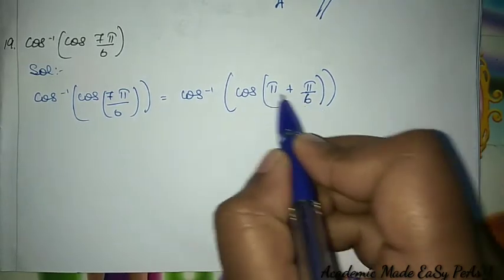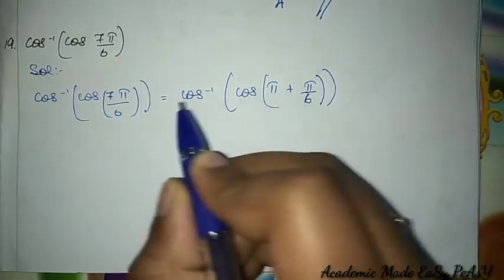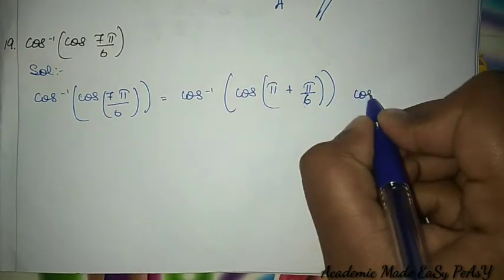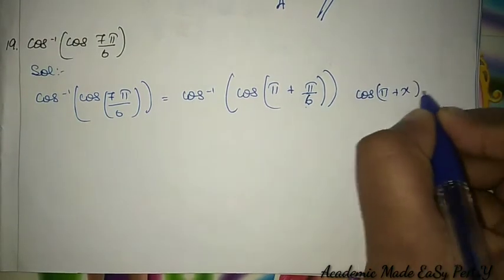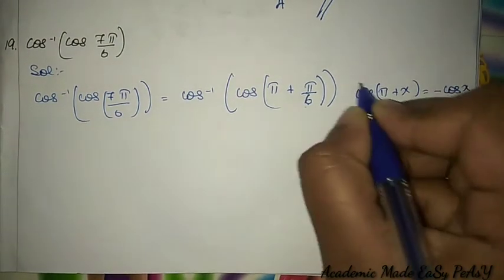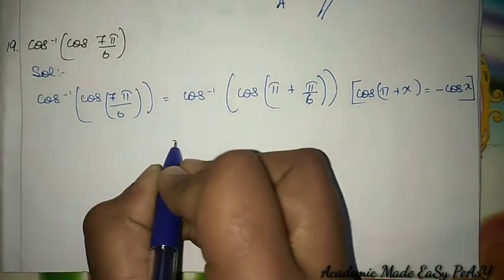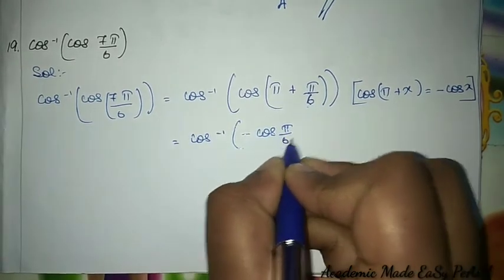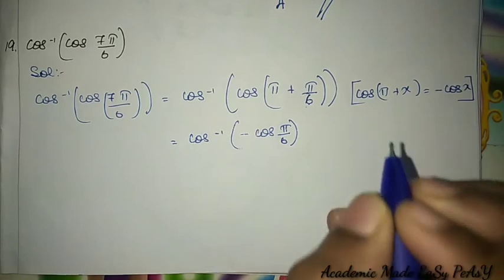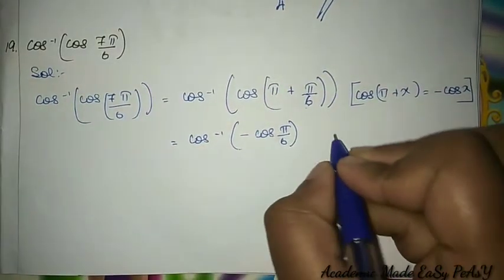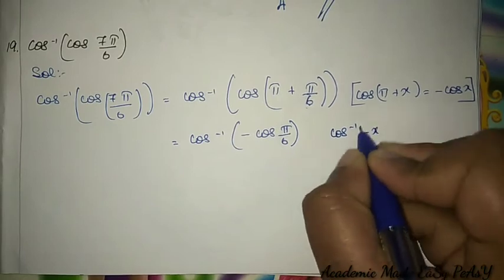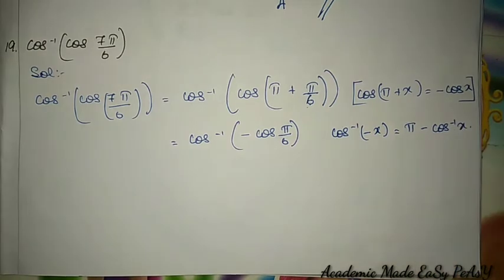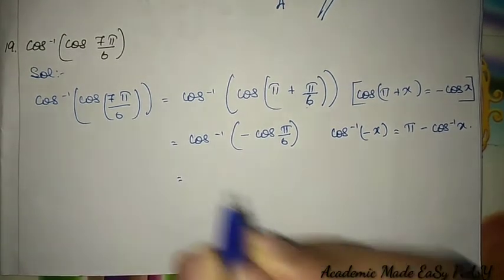What will be the answer for this? 6 pi plus pi means it is 7, no, 7 pi by 6. So therefore, we have learnt the formula cos pi plus x is equal to minus cos x. No, we will be using this formula. So cos inverse of minus cos pi by 6. So we already learnt one more formula, that is cos inverse of minus x is equal to pi minus cos inverse x. No, so we will be applying that formula.